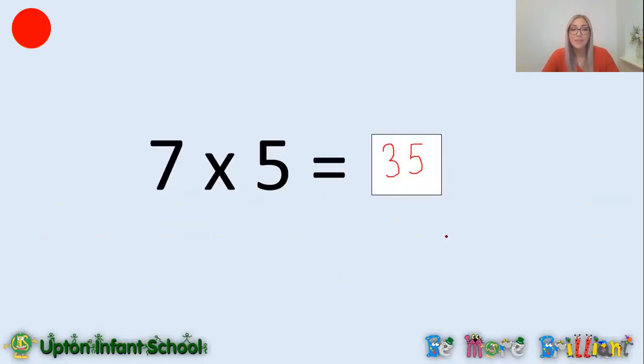Next one, 7 times 5, or 7 lots of 5. So 7 fingers, counting in fives. 5, 10, 15, 20, 25, 30, 35. No fingers left. My answer is the last number I said, and that was 35.